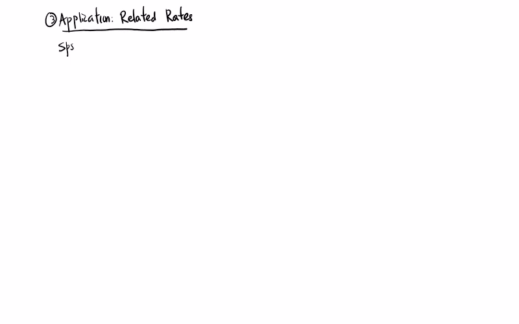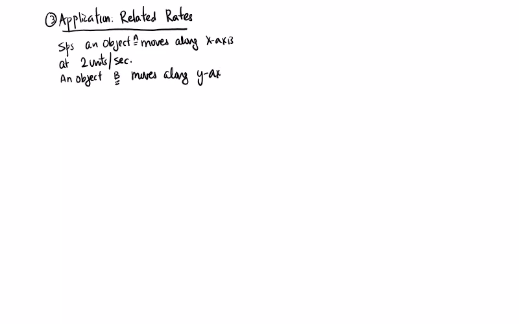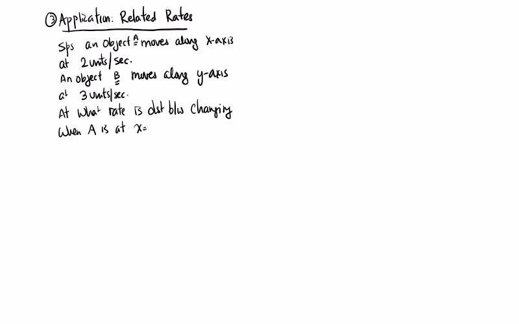Suppose we have the following. Suppose an object moves along the x-axis at 2 units per second, and we'll call that object A. And an object B moves along the y-axis at, say, 3 units per second. The question is, at what rate is the distance between them changing when A is at x equals 20 and B is at, say, y equals 30?